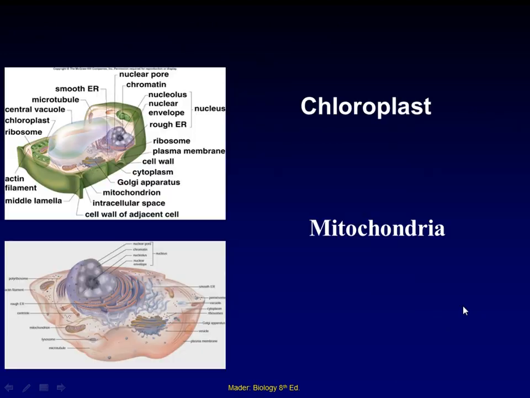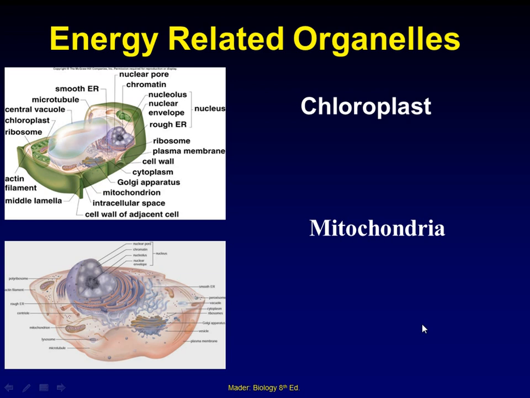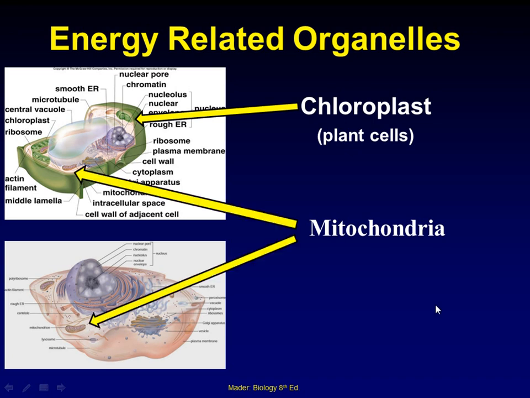Okay, a couple of other organelles that are really, really important. Let's talk about energy in the cell. These are energy-related organelles. Chloroplast, an energy organelle, is found in plant cells. And mitochondria, another organelle associated with energy, is found in plant and animal cells.